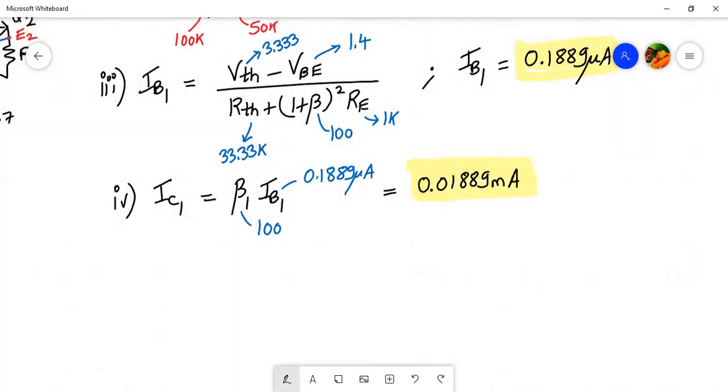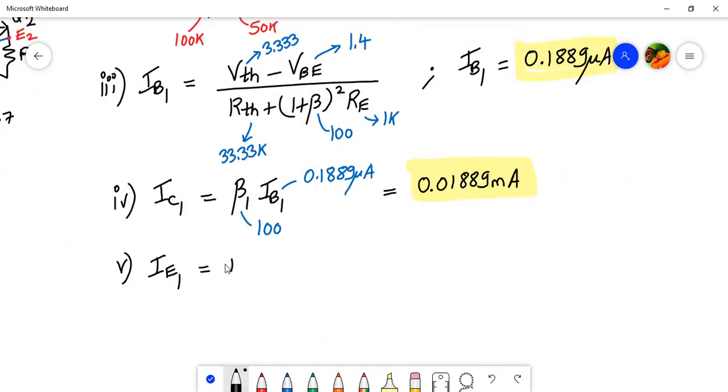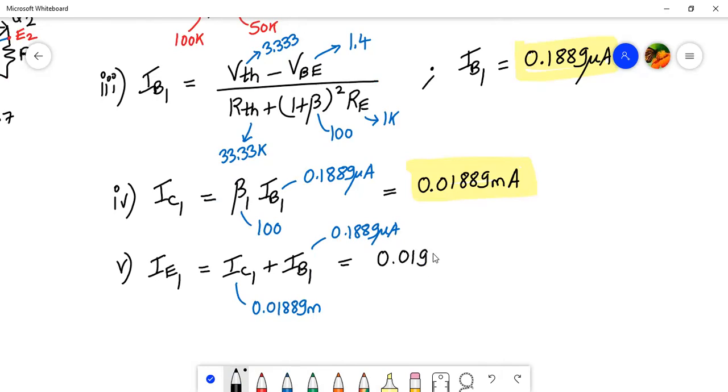Then next we find the value of IE1, all the terminal currents. So the emitter current is the addition of the collector current plus the base current. So in our case, this collector current is 0.01889 milli and the base current is 0.1889 micro. So the overall answer IE1 will be close to 0.01908 milliamperes. So as you can see, it is very close to the IC1 value. Your IE1 value is very, very close to IC1.